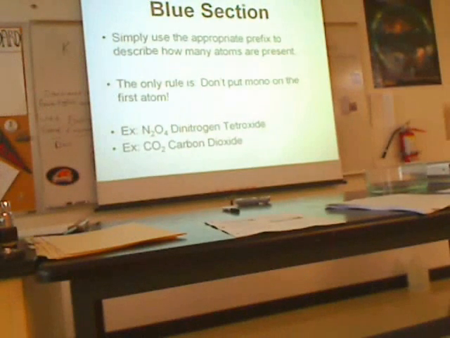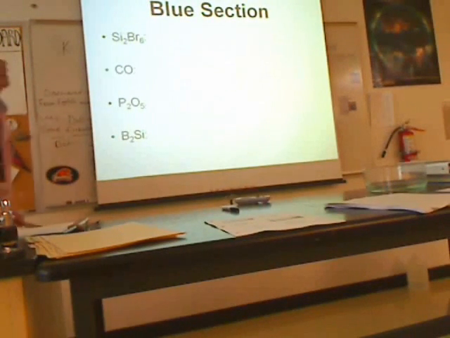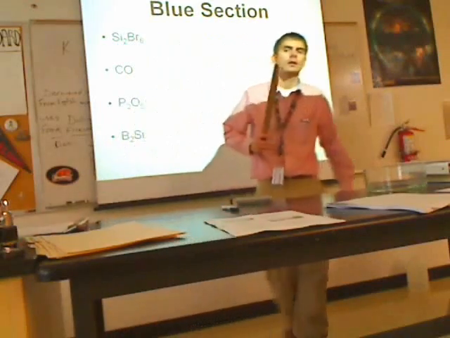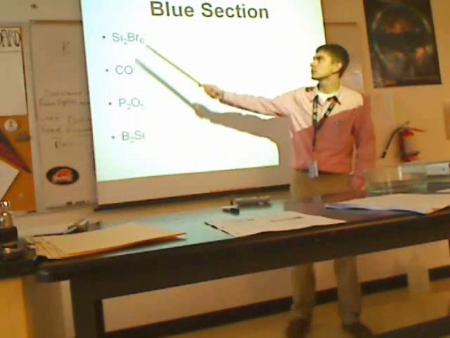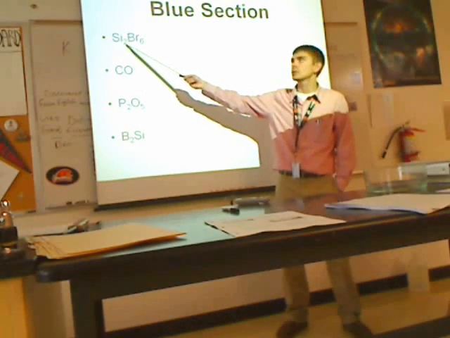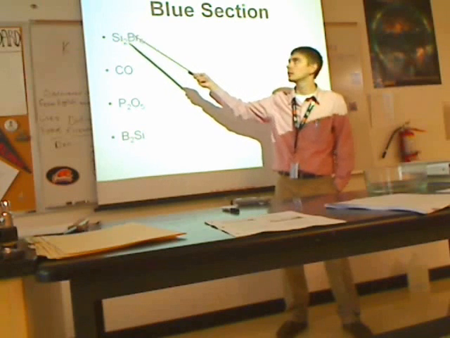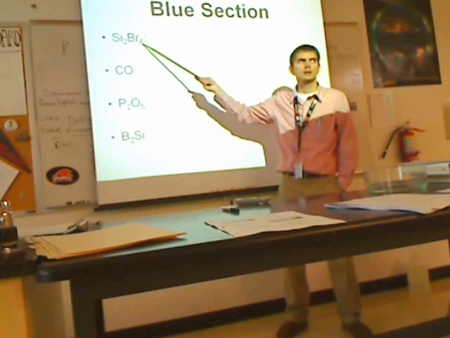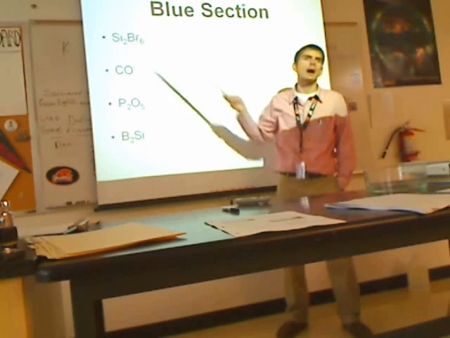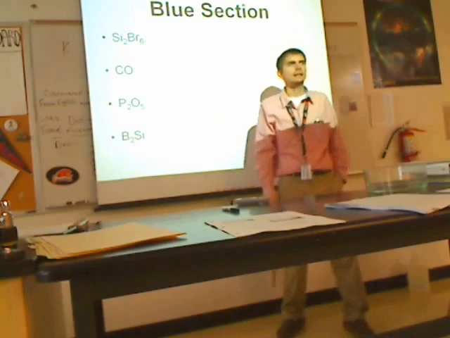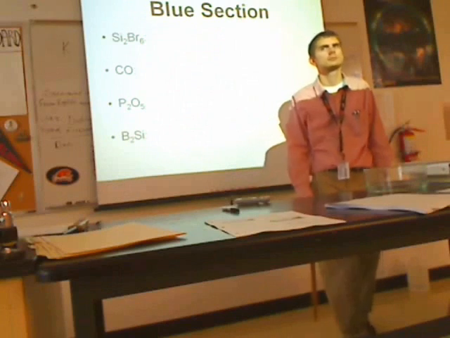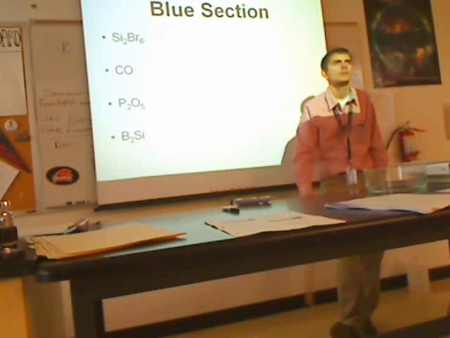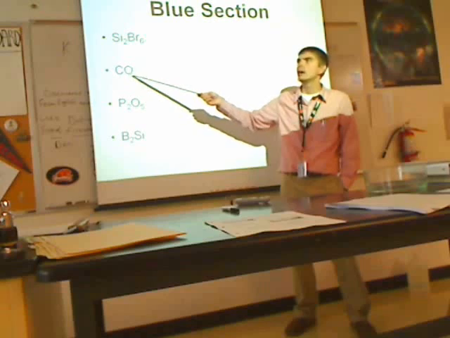All right, let's do a few more examples of this. What would this guy be called? How many silicons are there? 2, so it's disilicon. That's bromine. So hexabromide. Gotta have the D at the end. So this one. Carbon monoxide.